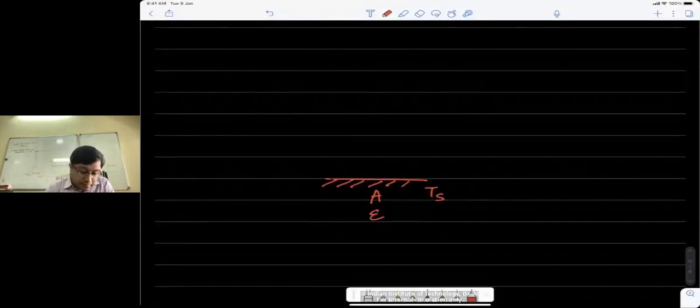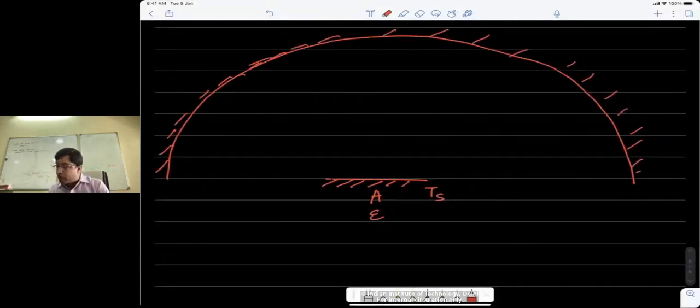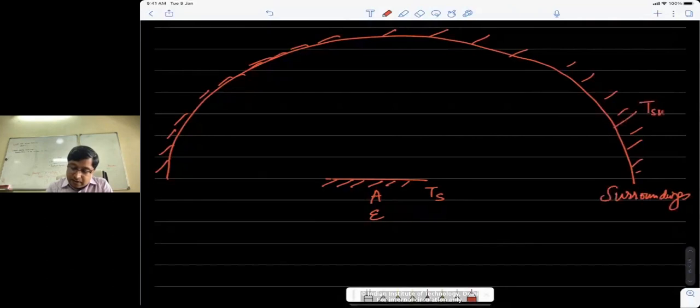Let's say it's kept in a large surrounding space. And what I mean by large surrounding space is that you can imagine that the universe is only this surface and the surroundings. There is nothing else in the universe for this surface. It only sees this surrounding. So this surrounding is maybe at some temperature, let's say T surrounding, T_sur.